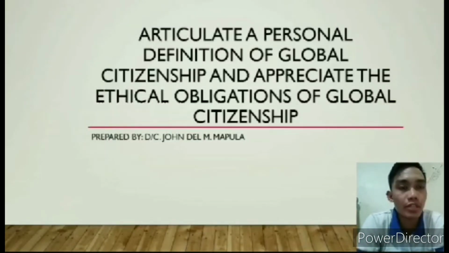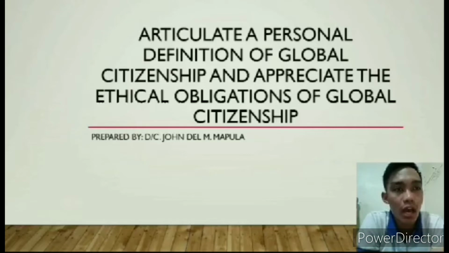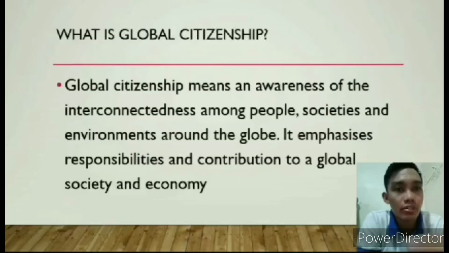For the continuation of our topic in Demography, our topic is all about articulating a personal definition of global citizenship and appreciating the ethical obligations of global citizenship. So, what is global citizenship? Global citizenship means an awareness of the interconnectedness among people, societies, and environments around the globe. It emphasizes responsibilities and contribution to a global society and economy.